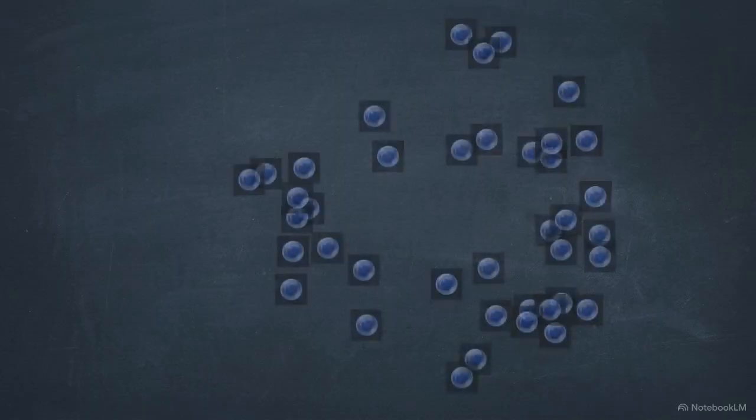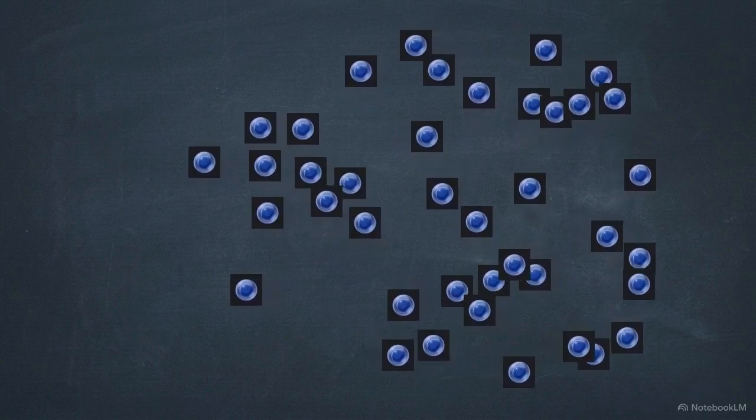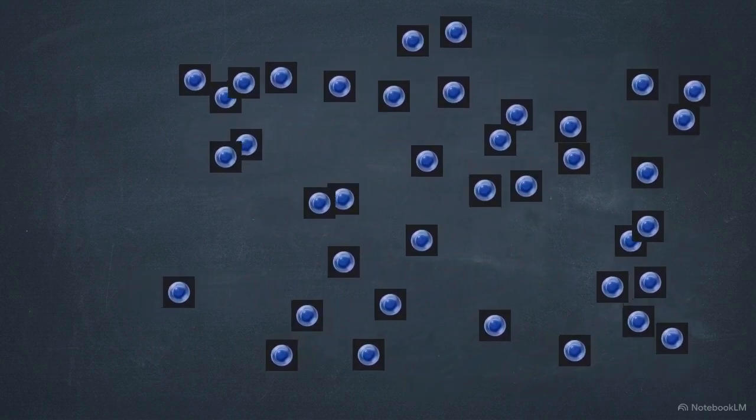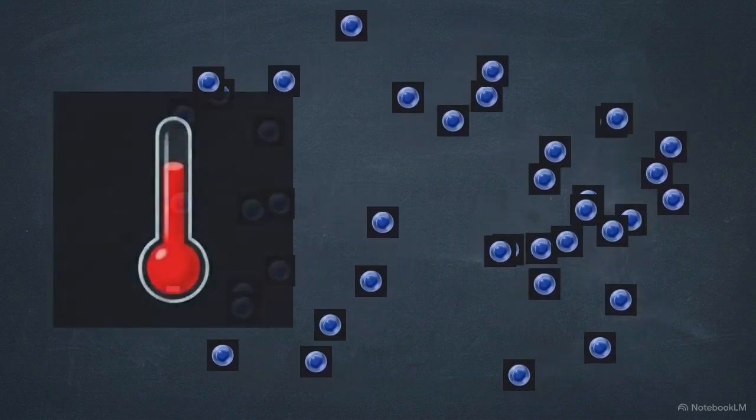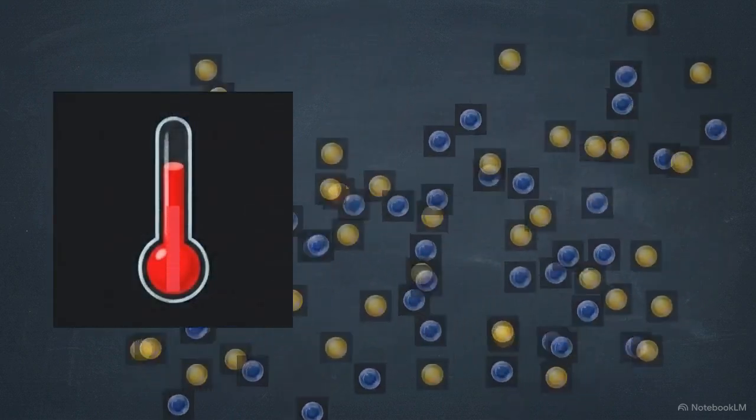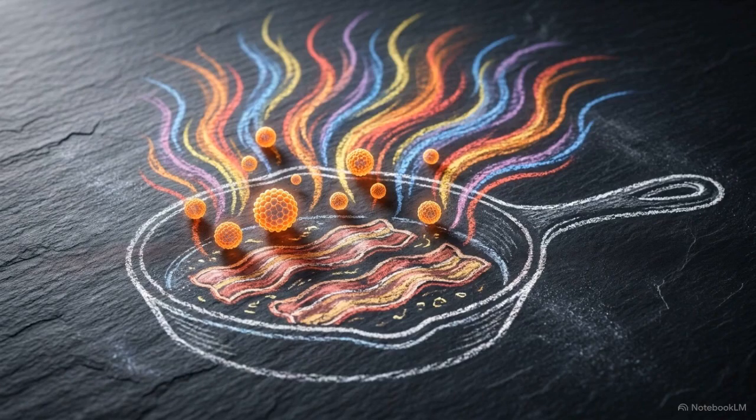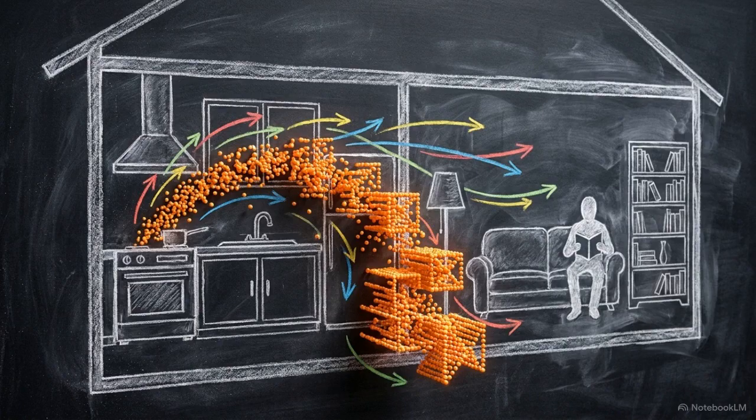Rule 2 is that these particles are never still. They vibrate, drift, and bounce. We call this movement kinetic energy. As you add heat to a substance, you give those particles more energy, making them move significantly faster. This explains how the bacon gets your attention. Heat from the stove supercharges the kinetic energy of the aroma particles. They bounce off one another, quickly diffusing across the room until they reach your nose.